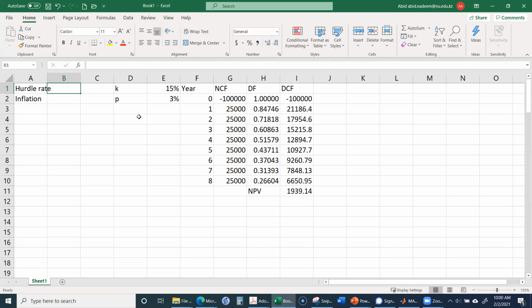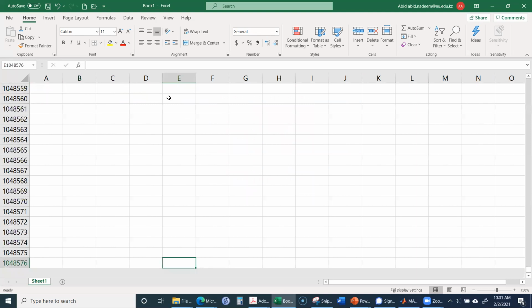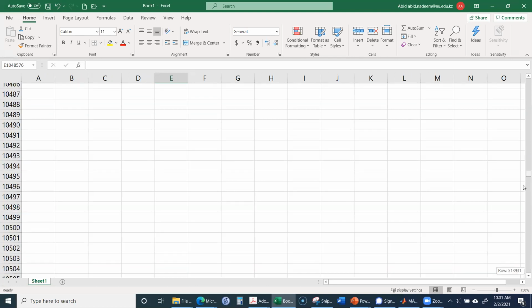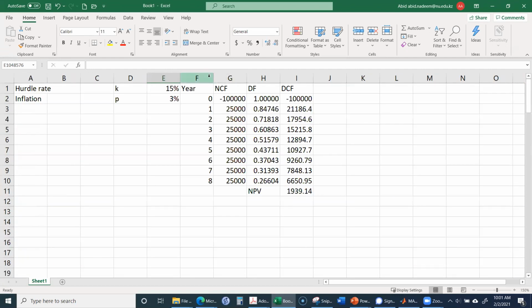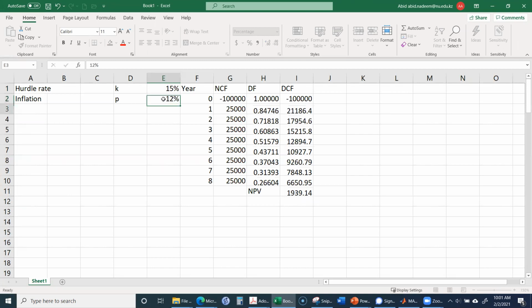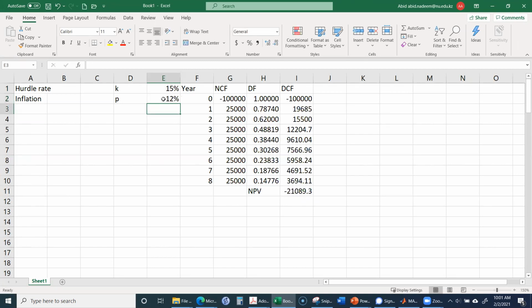Yes. Professor, could you please change the 3% to 10 or 20 or 12, just to take a look at what will happen? Of course, this is Excel. We can check. Oh, what happened? I have pressed some wrong key. Okay, so 12%, something closer to reality.